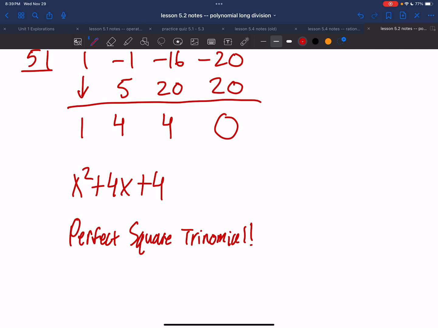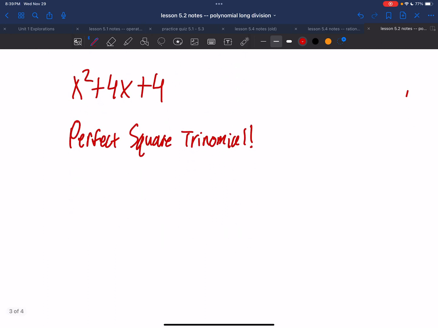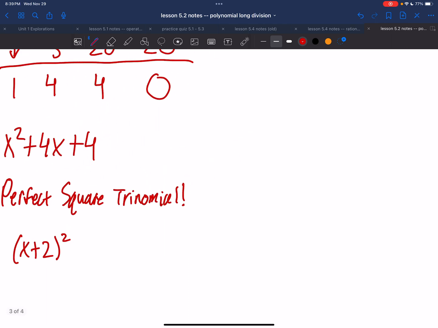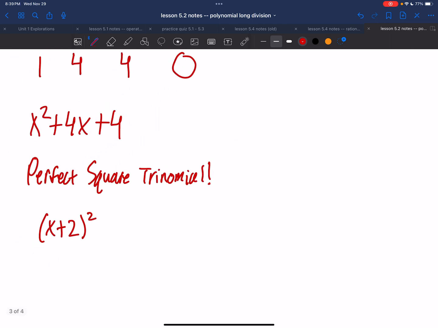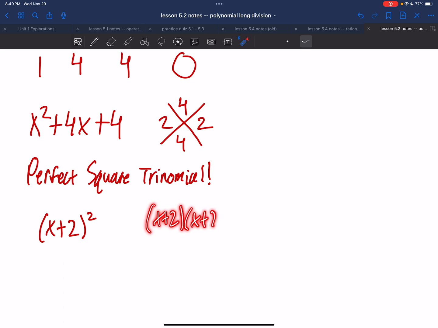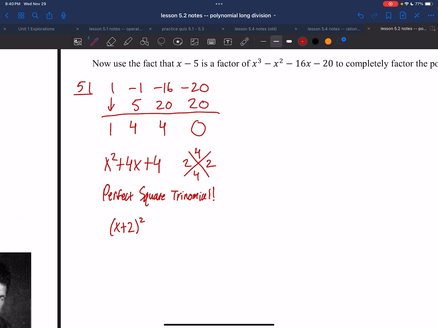Which means this very easily factors, right? This will factor as x plus 2 squared. And that's if you know your perfect square trinomial factoring patterns. If you don't, it's okay. Just do the x puzzle, 4 and 4. What works? 2 and 2. So you know that it factors as x plus 2, x plus 2, which I just simplify. I just write x plus 2 squared, right?